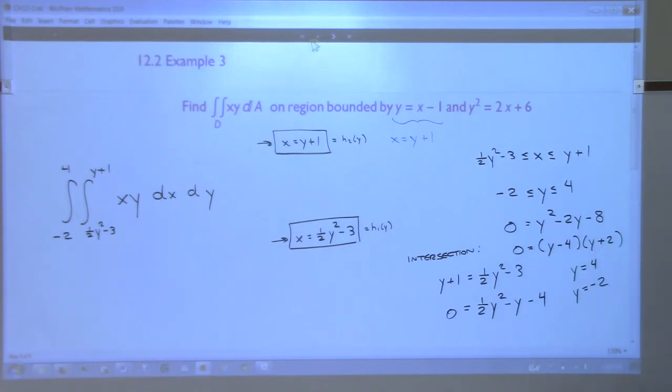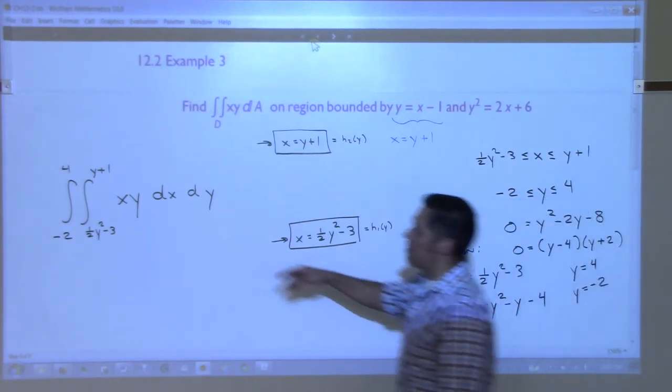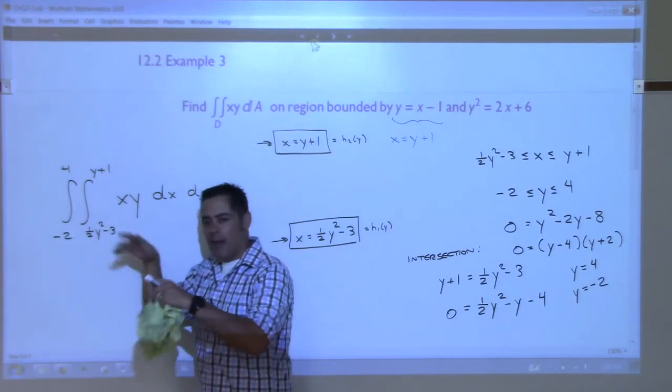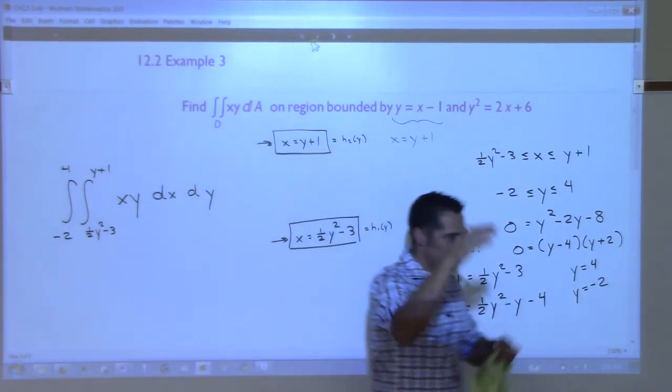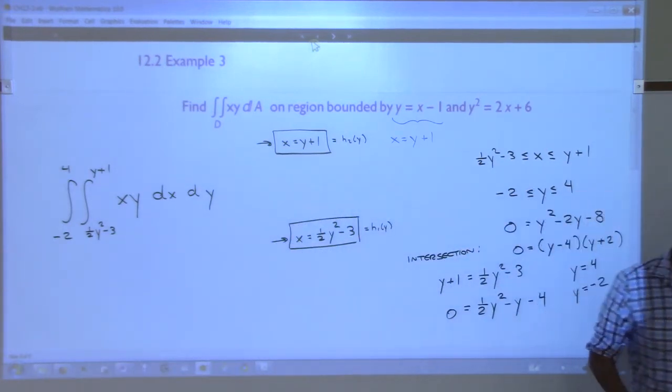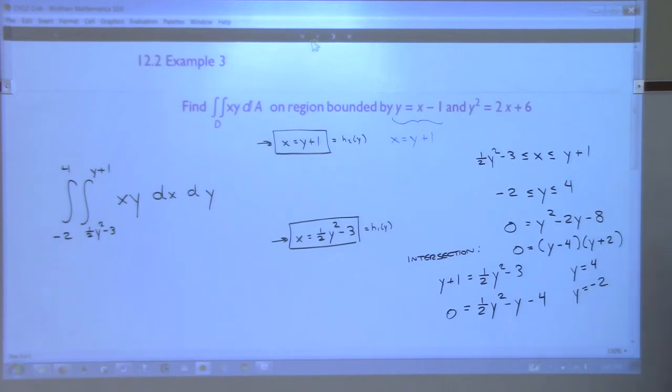From there, you integrate with respect to x first, and then you replace x with these two, and then you integrate again, then replace your y's with 4, negative 2, and subtract and all that good stuff. Okay, that's it. We are still working in this section.